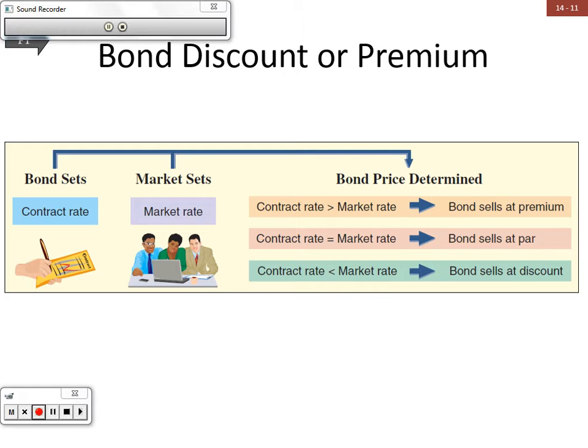At some point, if you sell a bond at a premium, that means that whatever you contracted to sell it as, or whatever you stated the rate was, that rate is going to be greater than whatever the market rate is. If you sell a bond even at par, at principal value, that means that your contract rate is the same as whatever the market rate is. And if you sell a bond at a discount, that means that your contract rate was lower than whatever the market was charging. So you had to sell it at a discount.